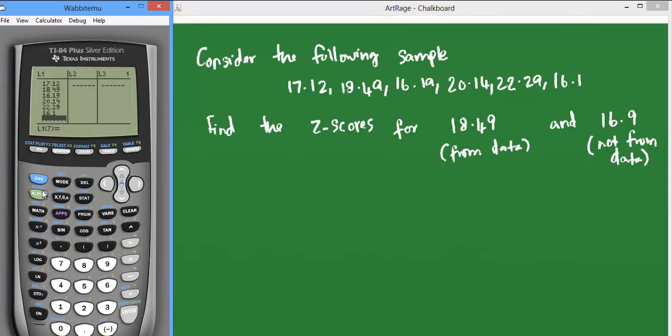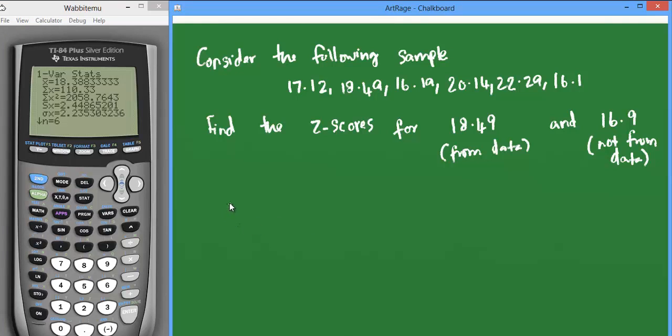So now we have the information in here, we can find the mean and standard deviation. Press stat again, go over to calc, and we want one variable statistics, press 1 and press second 1, which will bring up list 1. Press enter now and you can see that the mean is 18.388 and the standard deviation of the sample is 2.44. So x bar is 18.388, let's round it and write it as 18.39. Standard deviation is 2.4486. Let's round that and write it as 2.45.